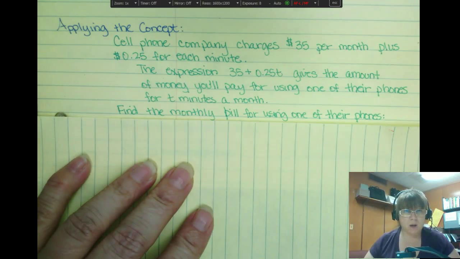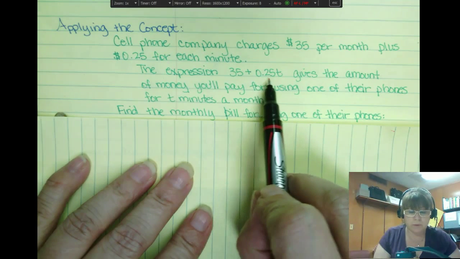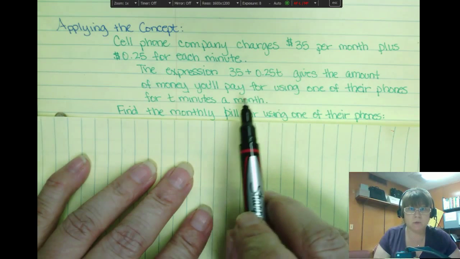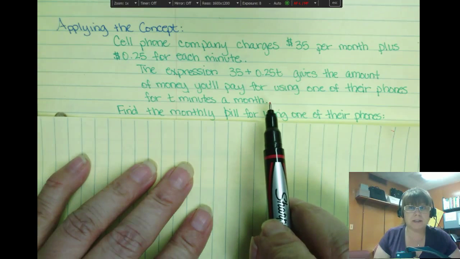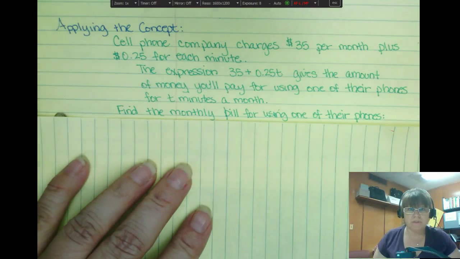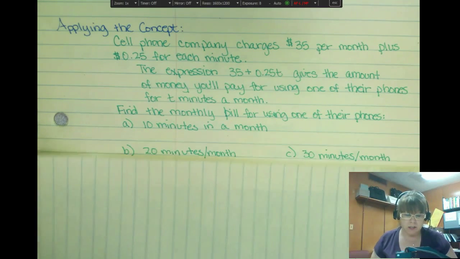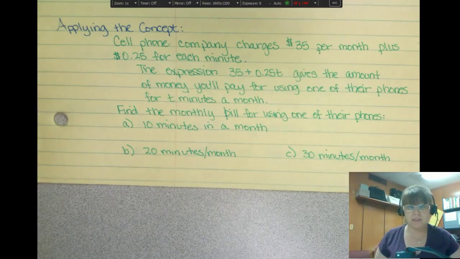Now let's think about how we might be able to apply this idea of sequences. We have a cell phone company and it charges $35 per month plus 25 cents for every minute. So the expression 35 plus 0.25t gives us the amount of money we'll pay using their phones for t minutes a month. Let's find the monthly bill when we have 10 minutes a month, 20 minutes a month, and 30 minutes a month.